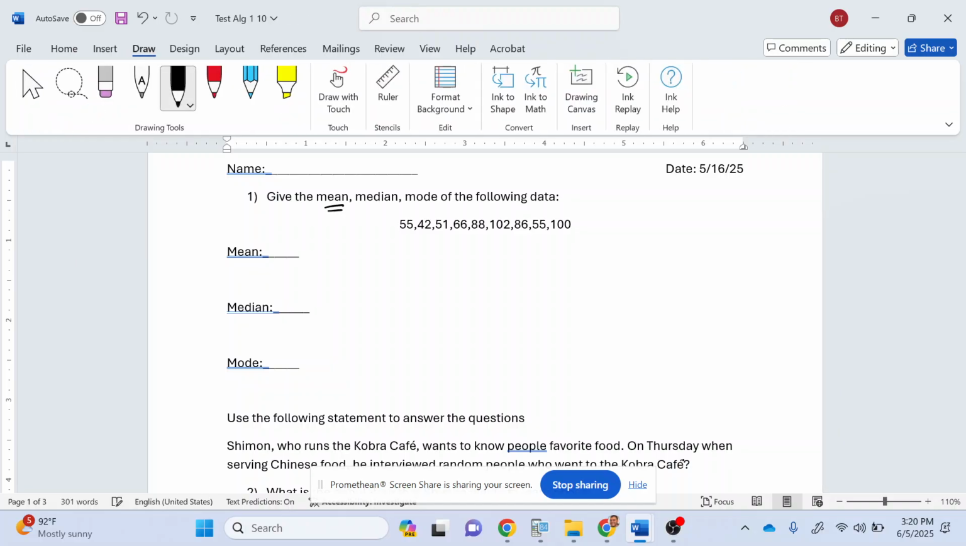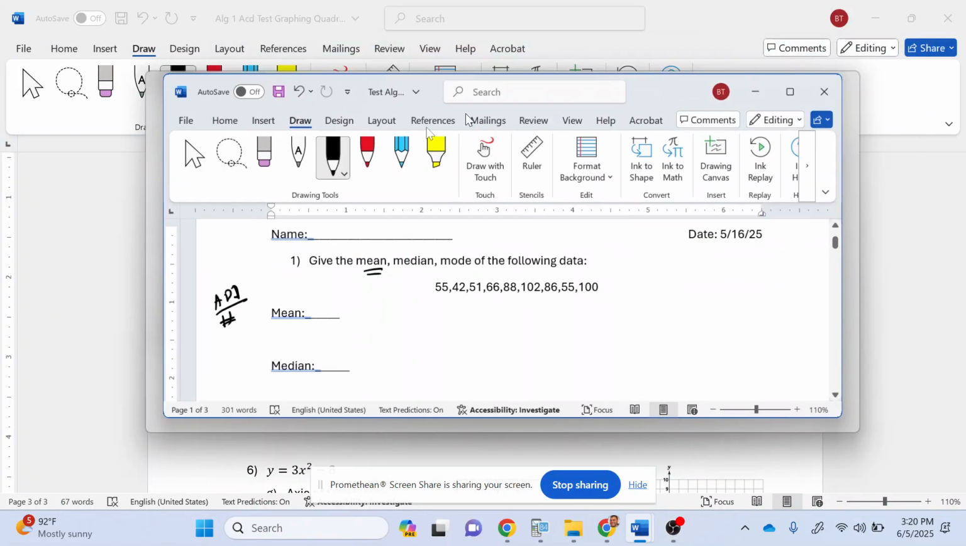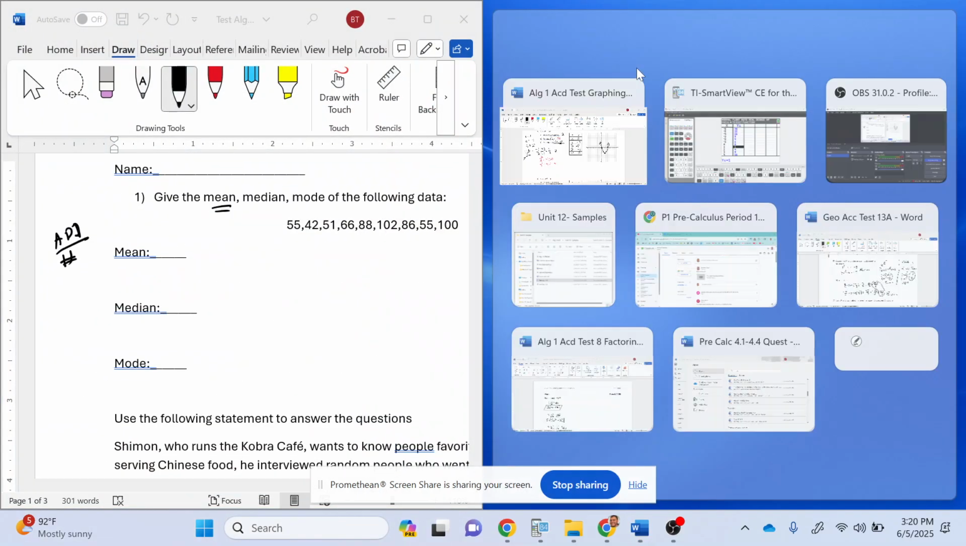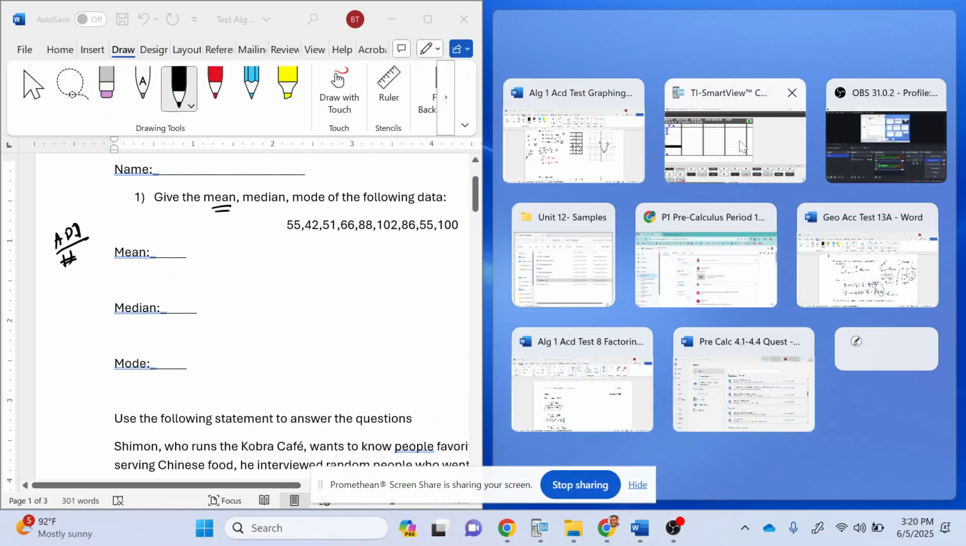So, yes. For the mean, let's do one at a time. The mean is when you take the average. So that means I'm going to add everything and divide by the number of things. Okay? So I've got to take a calculator and add this stuff. Put this to the side, pull out my calculator.